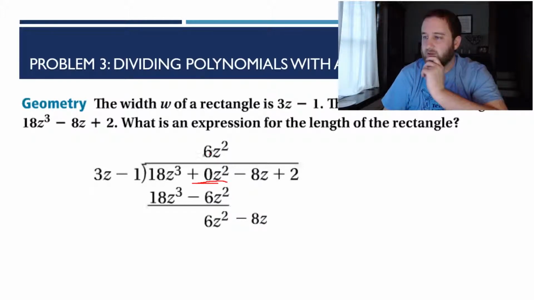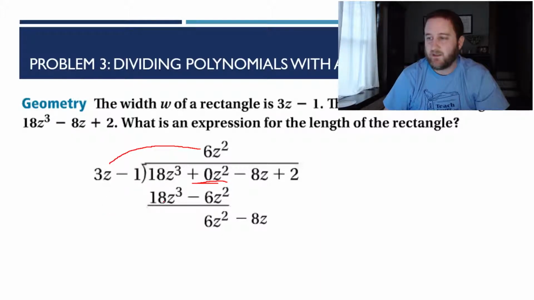Then I'm going to multiply. I'm going to distribute: 6z squared times 3z is 18z cubed. 6z squared times negative 1 is negative 6z squared. And then we're going to subtract these. So 18z cubed minus 18z cubed, that's 0. 0z squared minus a negative 6z squared. Remember, minus a negative is the same as adding a positive. So that becomes a positive 6z squared. And then we're going to drop down our next term, negative 8z.